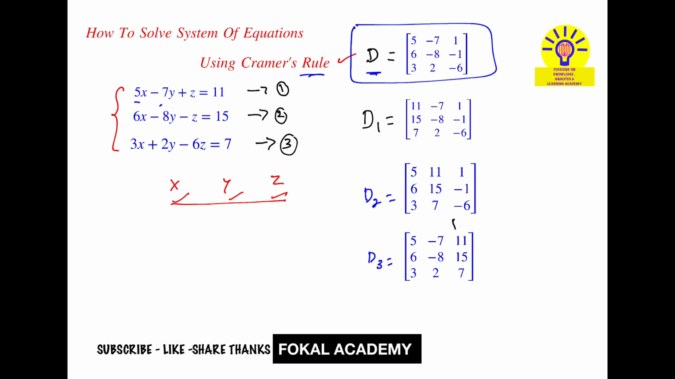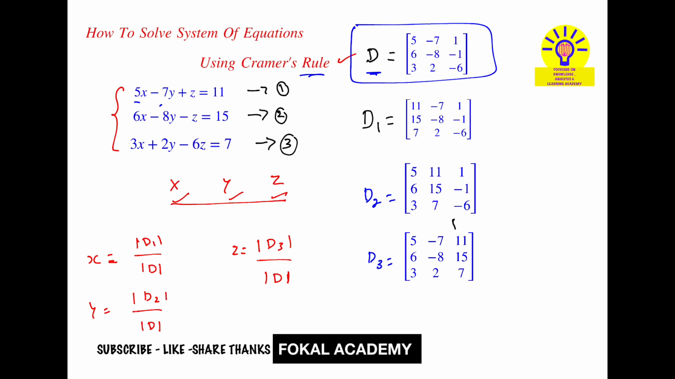In the next step, we have standard formulas for getting x, y, z value. So x equal to, this is a standard formula, det of D1 by det of D. Next y equal to det of D2 by det of D. And z equal to det of D3 by det of D. So det of this matrix by det of this matrix will give x value. So det of this matrix by det of this matrix will give y value. So det of this matrix by det of this matrix will give z value.